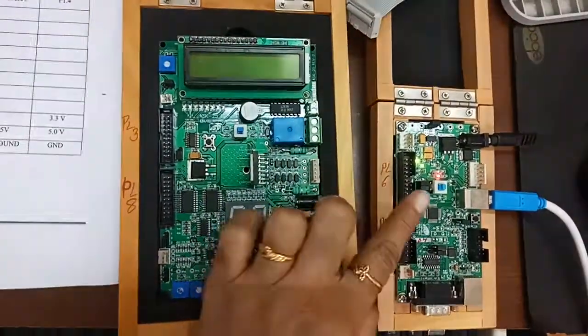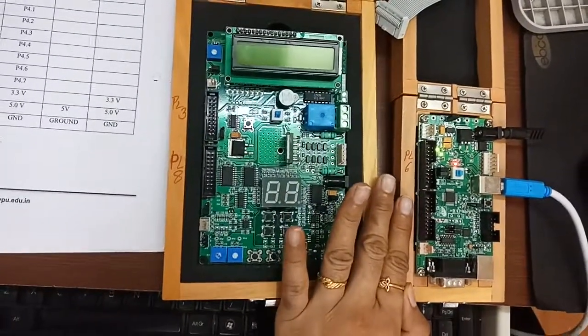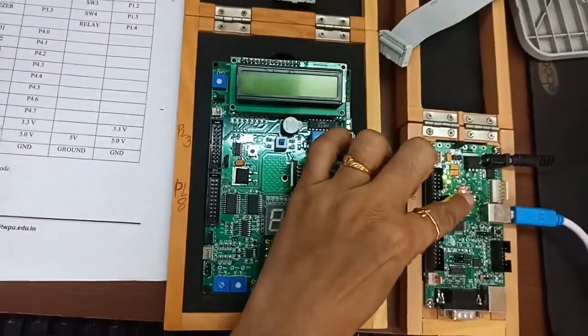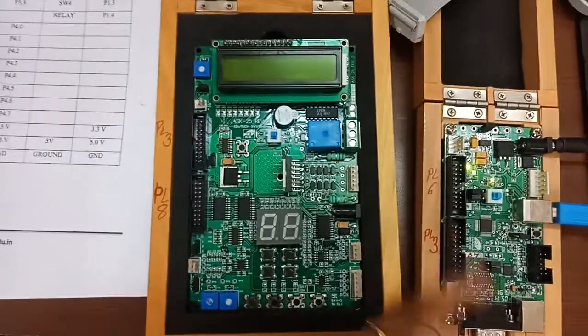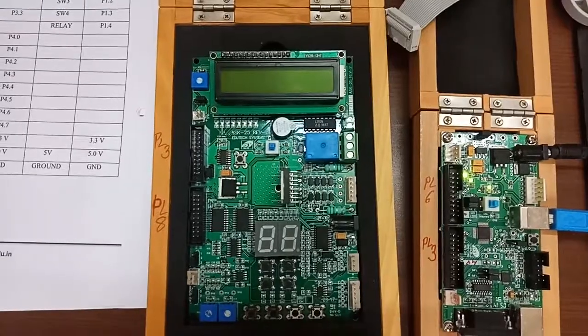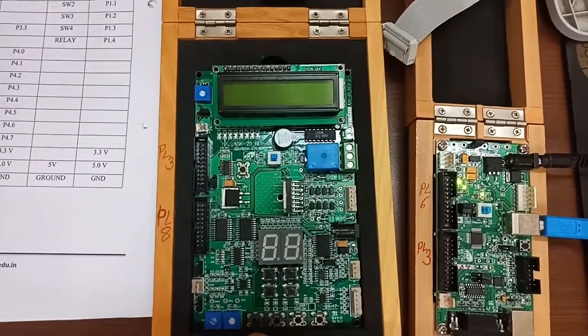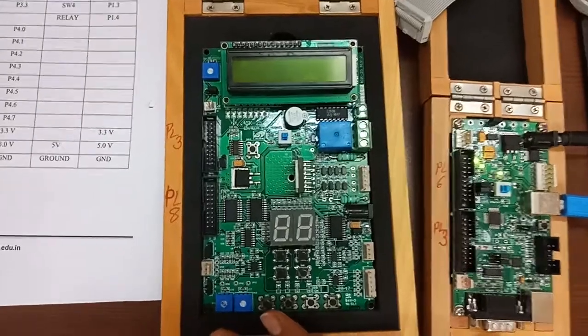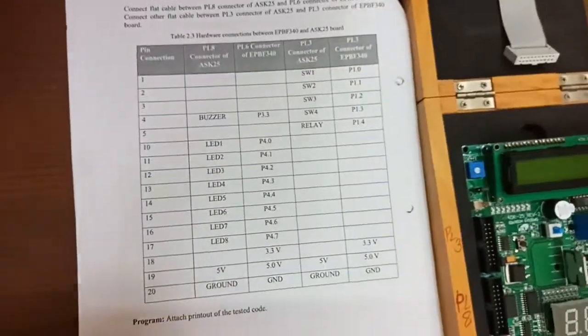Okay, so right now it is in program mode. To see the execution, we will press the ISP button, then we need to press the reset button. Now the code is running on the board. To see the output, we need to do the hardware connections. As we have discussed in the previous experiment, you need to refer to the manual for the connections.